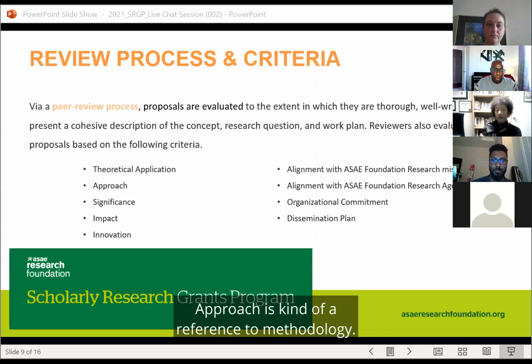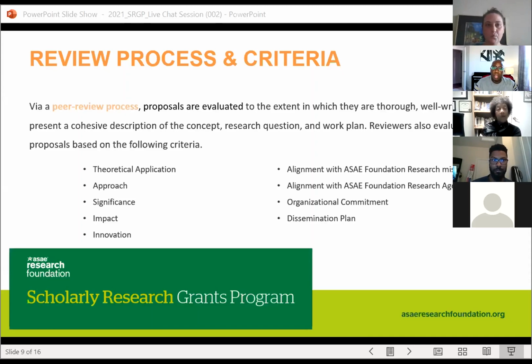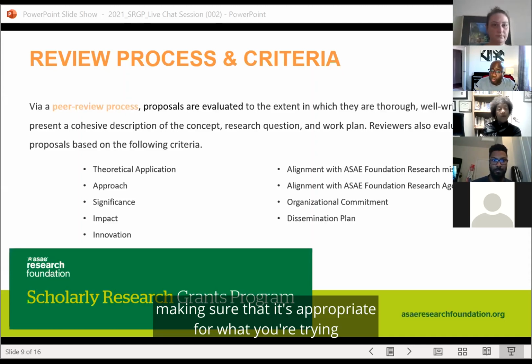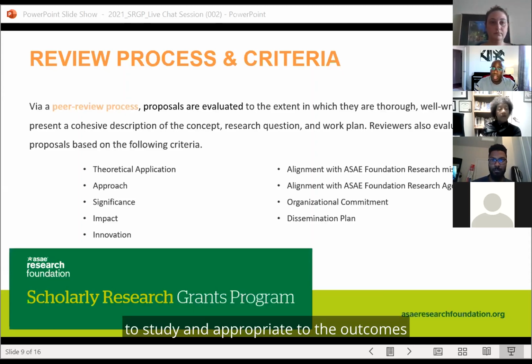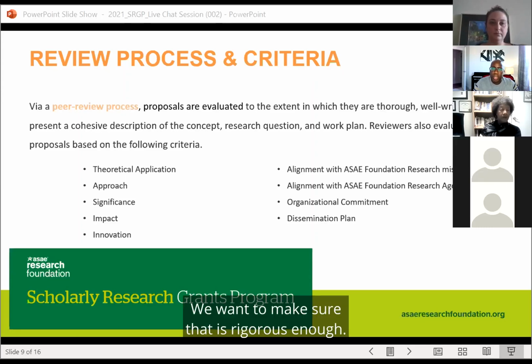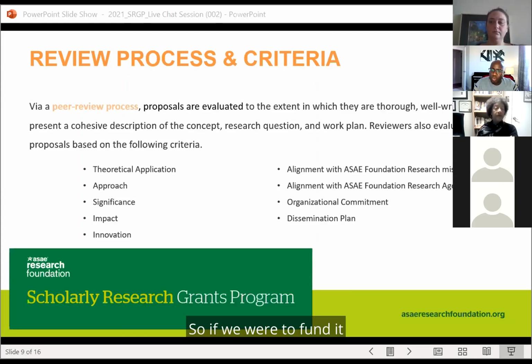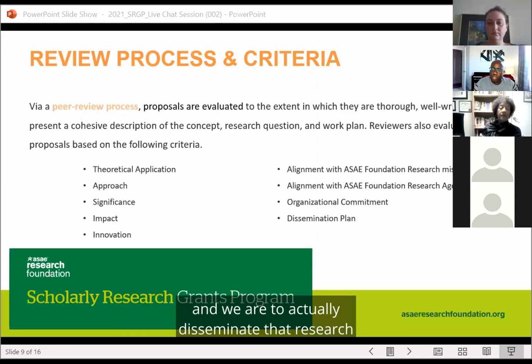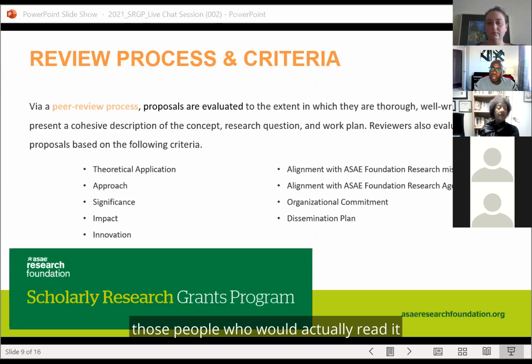Approach is a reference to methodology. We're taking a look at your research methodology, making sure that it's appropriate for what you're trying to study and appropriate to the outcomes. We want to make sure that it's rigorous enough. So if we were to fund it and disseminate that research, those people who would read it and attempt to use it can be assured that it's grounded and something they can trust. And I think that's very important. So approach in that sort of way is something we look at very strongly.